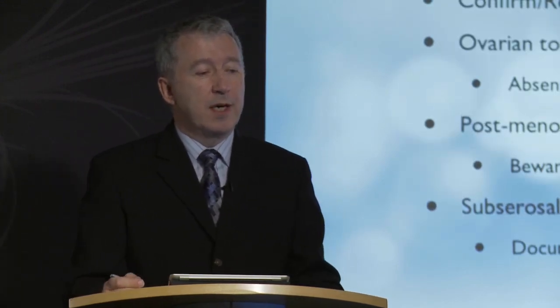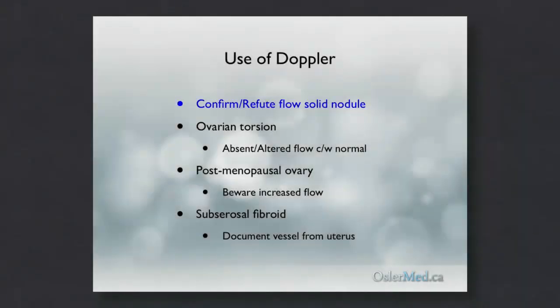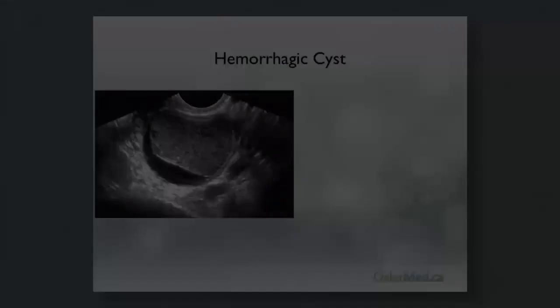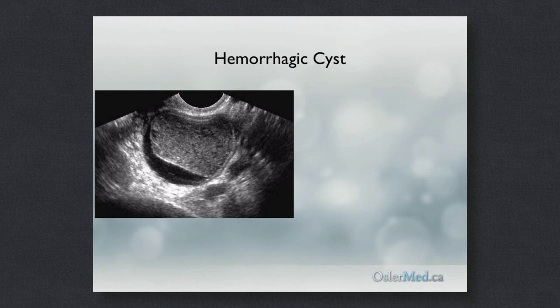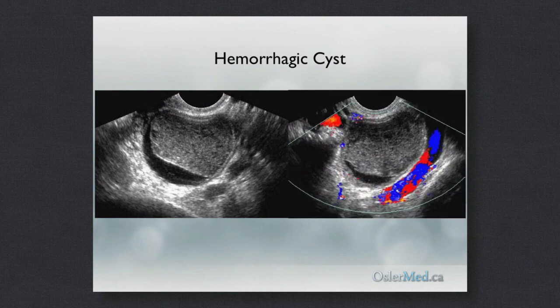What about the use of Doppler in these cases? So one important use is to help confirm or refute flow in a solid mural nodule. Let me demonstrate. This is a young woman. This is an ovarian cystic mass with a large solid component. What is this mass? Is it concerning? When we add Doppler, it adds confidence that this solid component is not vascular.